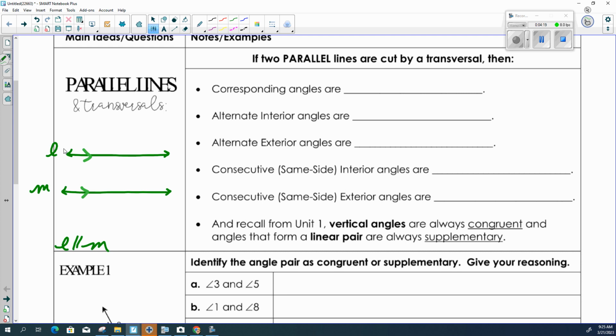Okay, your transversal, make sure it's going diagonal, or these are harder to see. Like, don't do a vertical line, please. Transversal, we'll call it T.